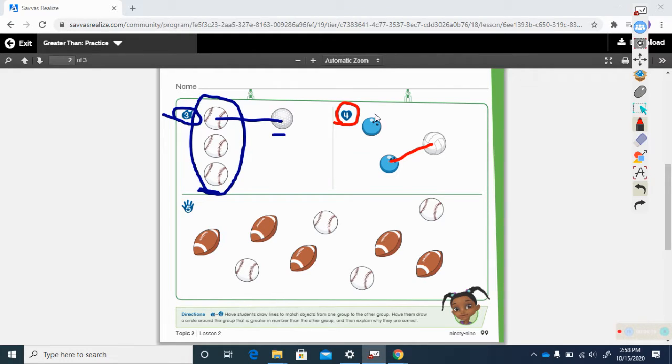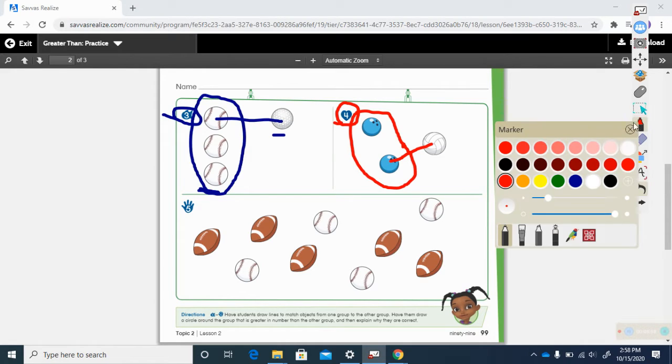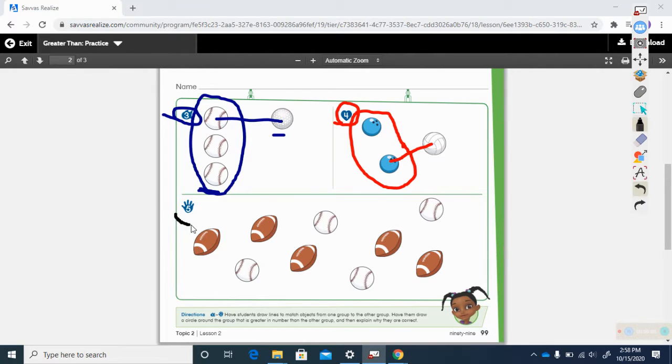Look, this bowling ball is all by itself. Which group has some left over? Which group is more? The bowling balls, right? Because the bowling ball has one left over that's not matched. So we are going to draw a circle around the bowling balls because the number of bowling balls is greater than the number of volleyballs. Once you're ready, look at number 5.